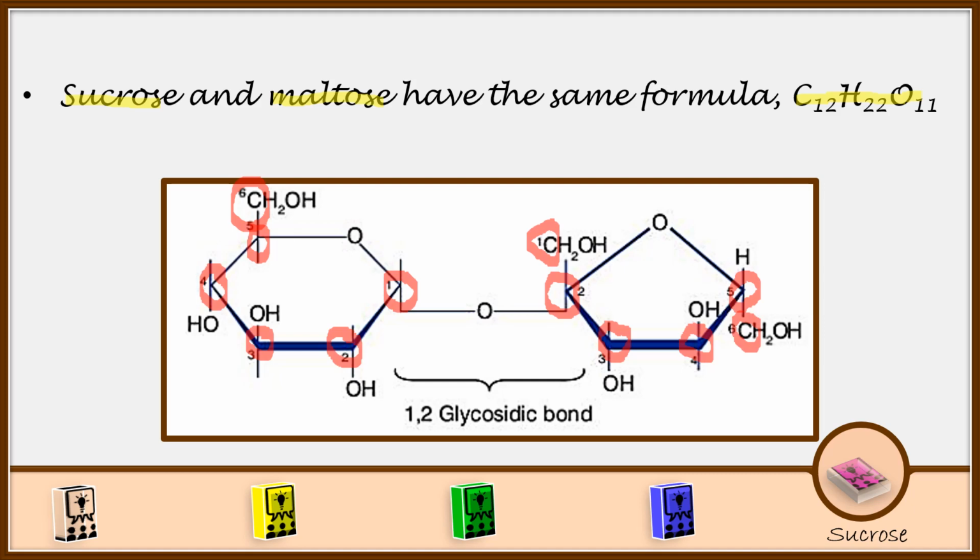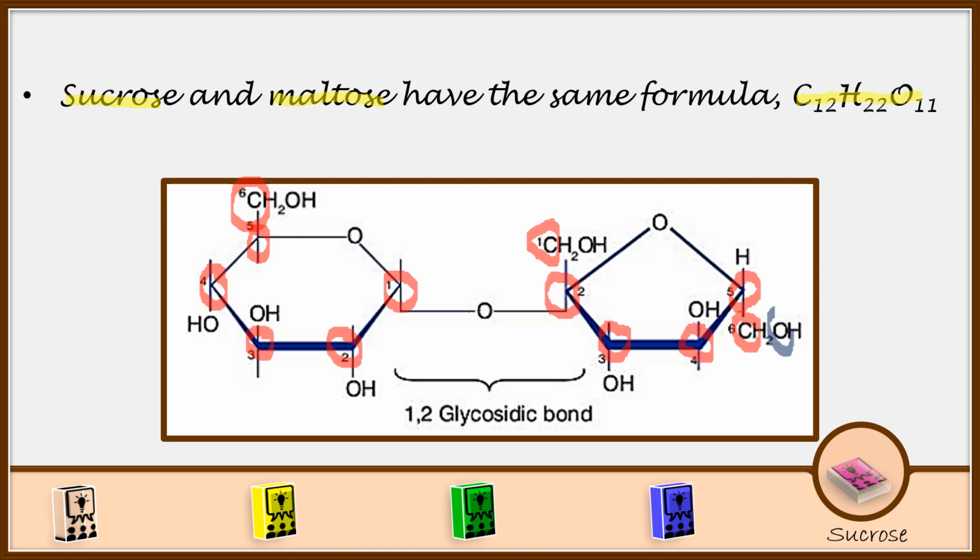So when you count, you will see that they are 12. We have 1, 2, 3, 4, 5, 6, 7, 8, 9, 10, 11, 12. So there are 12 carbon atoms. Even when you count hydrogen, you will find that there are 22, and then oxygen, you will find that they are 11. Let us just try to count oxygen.